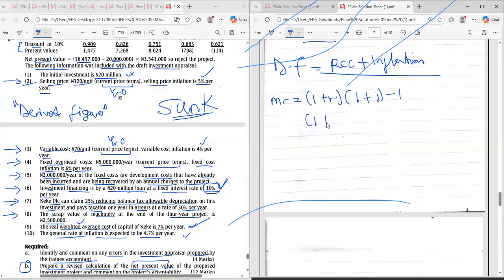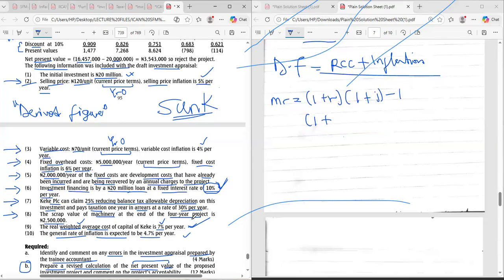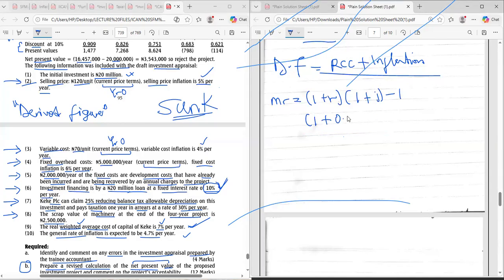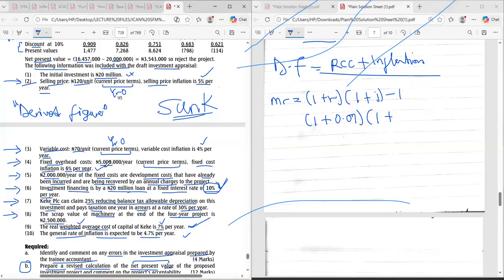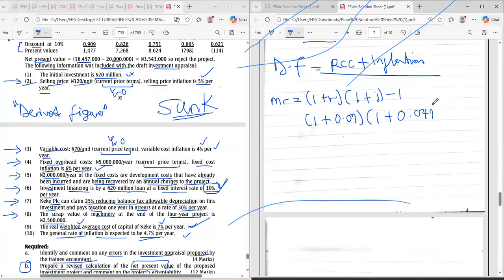So what is our 1 plus real rate? 7%. Your real rate is 7%. So 7% is 0.07. Then 1 plus which inflation are we using? 4.7%. Why am I not using 6% for the overhead, or 4% that they gave us for variable cost? Those are specific. So I'm going to use general inflation. So 4.7% is 0.047. Anything you get, minus 1.